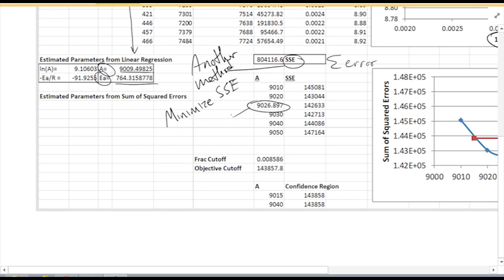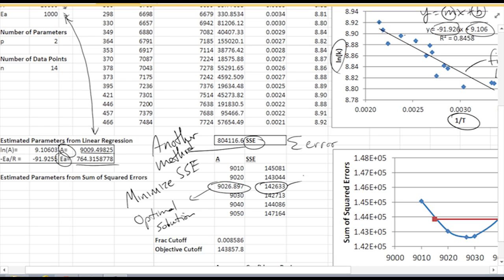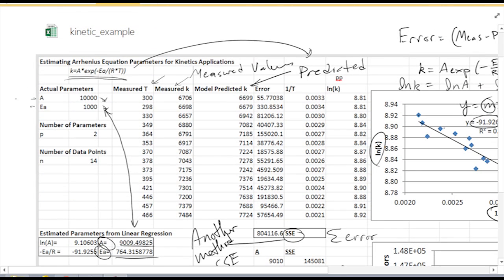Again, I'm just showing it for the simple equation. There's my optimal solution when I use the Excel solver to calculate the minimum sum of squared errors. My pre-exponential factor A was 9027, and there's my sum of squared errors. That's my best objective value. Okay, and so that's my sum of squared errors at the best combination of my parameters. Often for this derivation we'll call all of my parameters theta. So A would be theta 1 and EA would be theta 2.